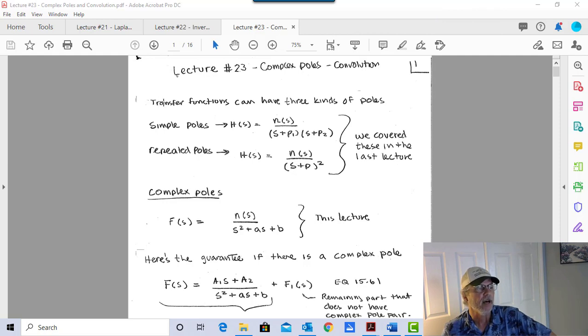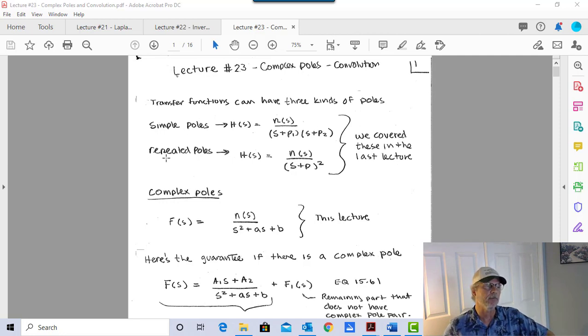So what we found was that transfer functions can have three kinds of poles. They can have simple poles, which look like this. You've got a numerator, and you've got an s plus p1, s plus p2, where p1 and p2 are real values. And we found that we could use the residue method to get our A1 and A2 values pretty easily. We could also use the method of algebra. So that's our first type of pole.